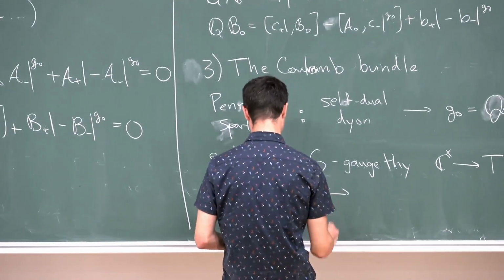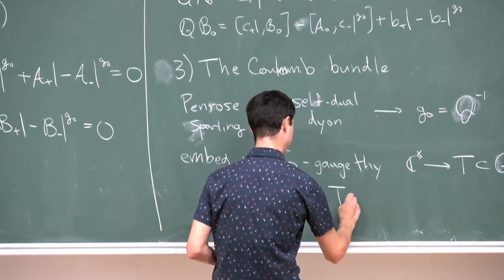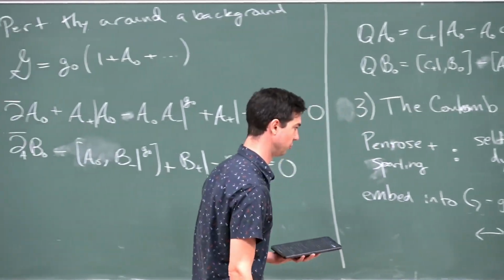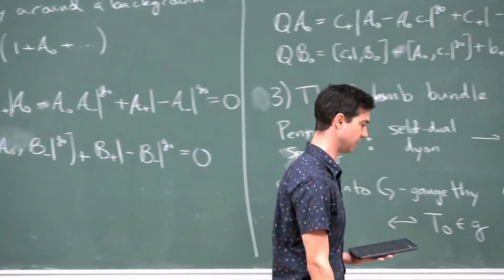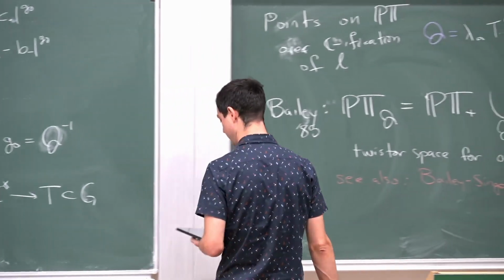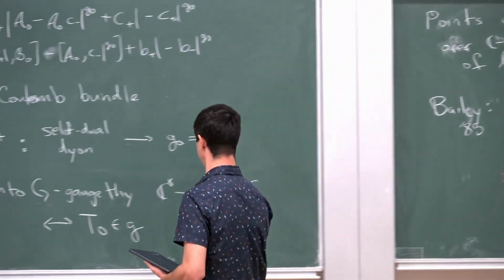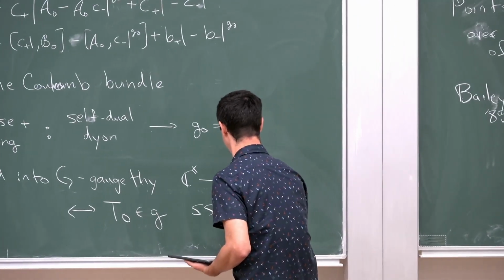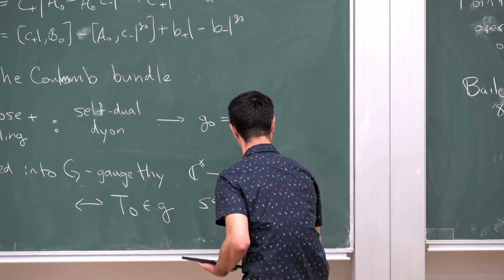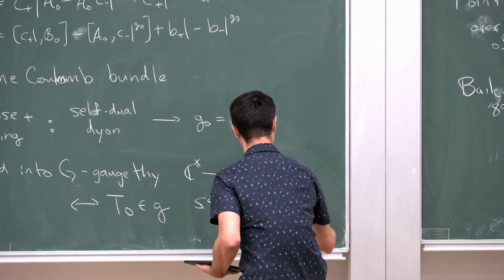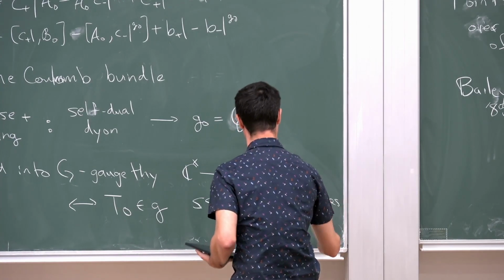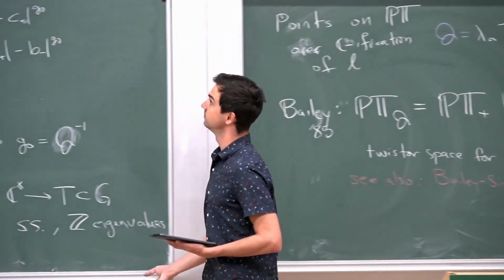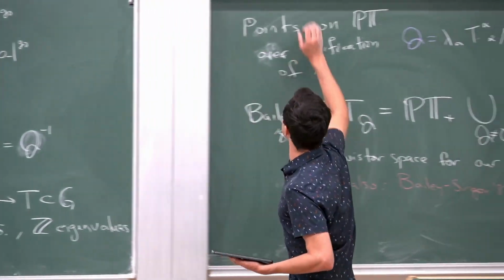And you can also think of this as choosing some element T0 in the Lie algebra of our gauge group that's diagonalizable with integer eigenvalues. So it's semi-simple. It's a semi-simple element of our Lie algebra, and it's got integer eigenvalues, also called a co-character, T. Kind of want to keep that.